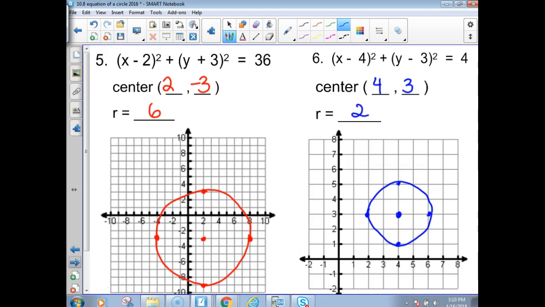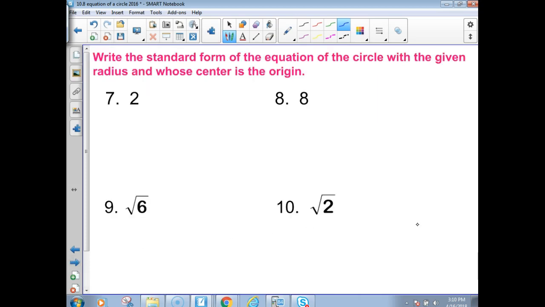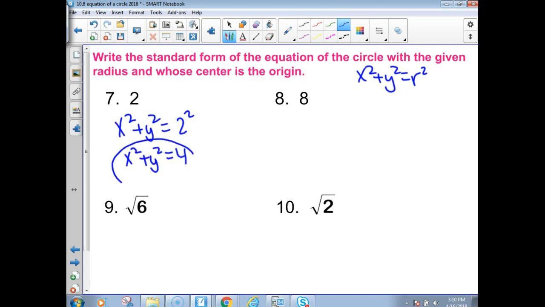I believe you have to flip the page. Write the standard form of the equation of the circle with the given radius whose center is the origin. These should be in the form x squared plus y squared equals r squared, where r is the number that's given. So this would be x squared plus y squared equals 2 squared, which you should simplify to x squared plus y squared equals 4. I want you to evaluate the squared number.